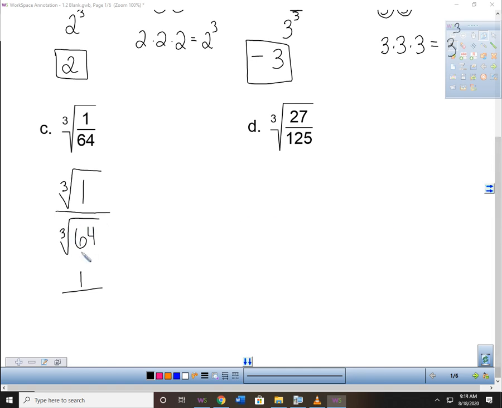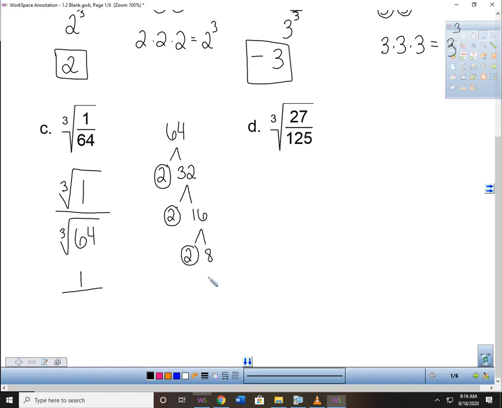So we've got to find a number that multiplies by itself 3 times to make 64. Now, if you were guessing, you could probably figure out what that is. But we're going to do a tree because I want you to practice the tree anyways. All right, so what multiplies to make 64? Well, we could do 2 and 32, right? And sometimes there's more than one way to do it. So 2 is prime. 32, we could do 2 and 16. 2 is prime. 16, we could do 2 and 8.